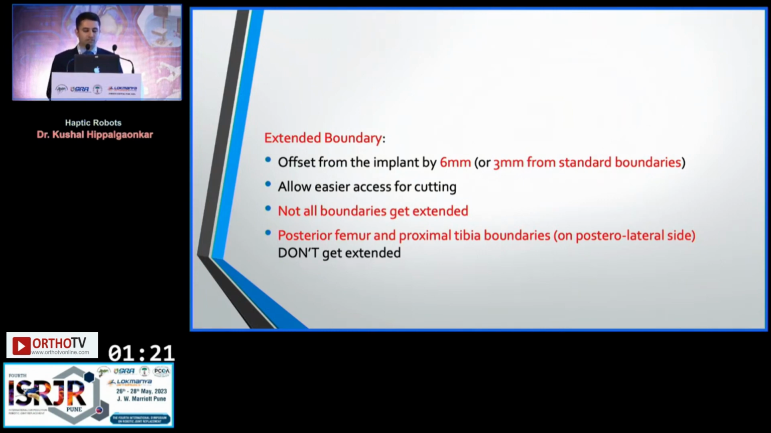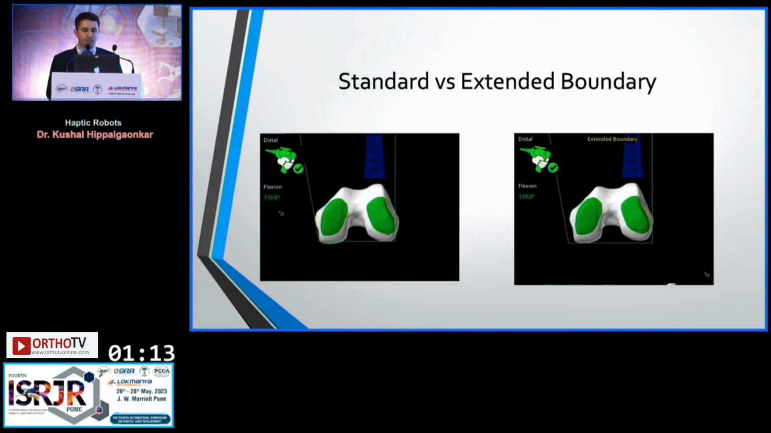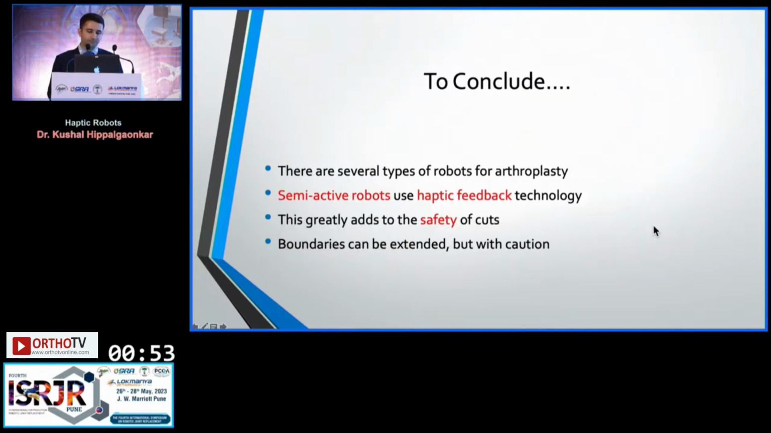But not all boundaries get extended. The posterior femur and the proximal tibial boundaries on the posterolateral side, they don't get extended. So this is the difference between a standard and an extended boundary. You can see the edge of the implant and 3 millimeters away minimum. Because this is a safe zone, you can see that the boundary is even more than that. But this is the extended boundary, where beyond that 3, you go for another 3 mm.